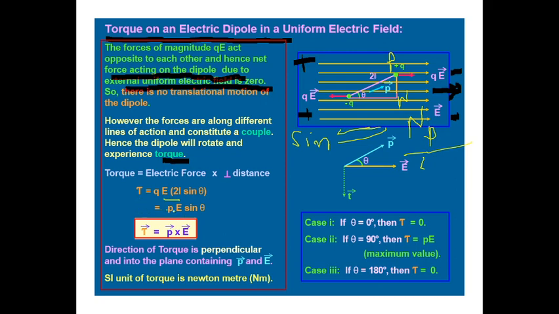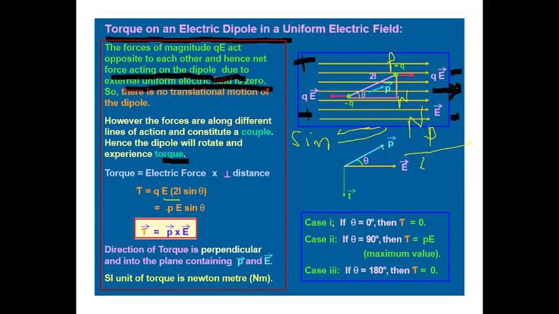So the torque, p E sin theta, is the cross product: torque equals p cross E. The direction of the torque is perpendicular to the plane containing the dipole moment P and the electric field. This is the direction of the torque.